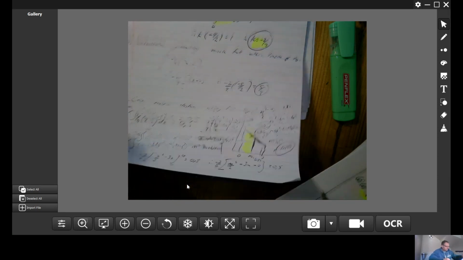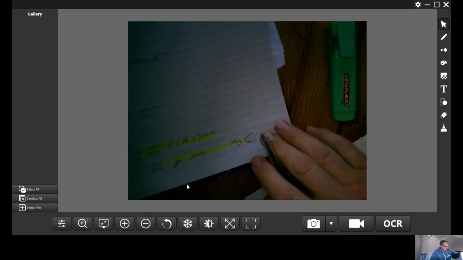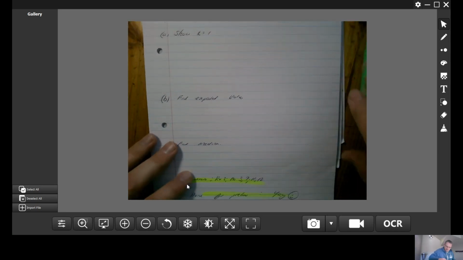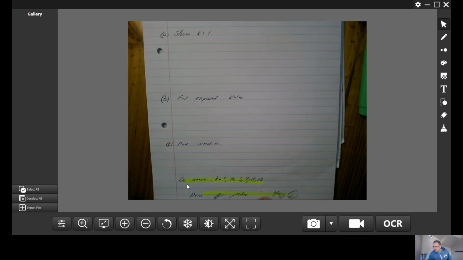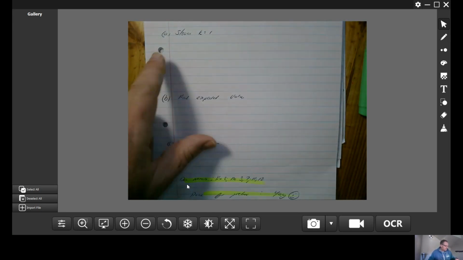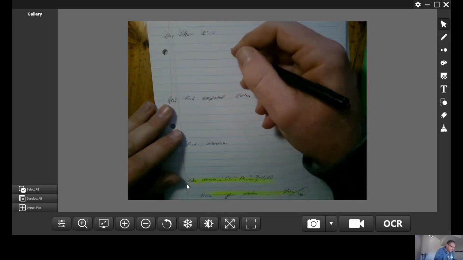Right, last sum of the term. The question says, guys, it's trig, so you've got to be in radian mode. You've got the function k cos x between 0 and pi by 2. First question, show that k is equal to 1.